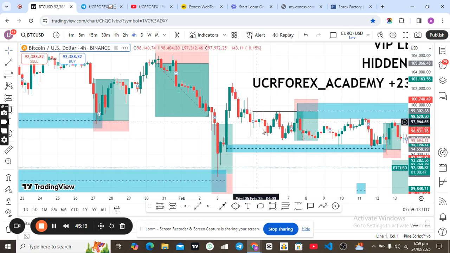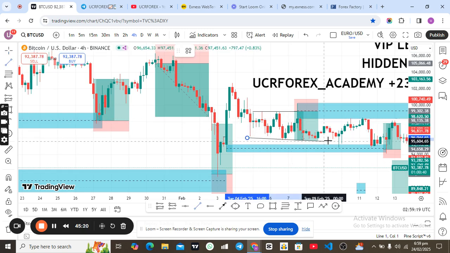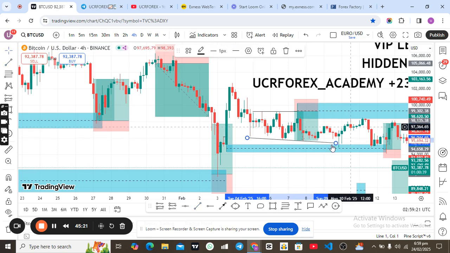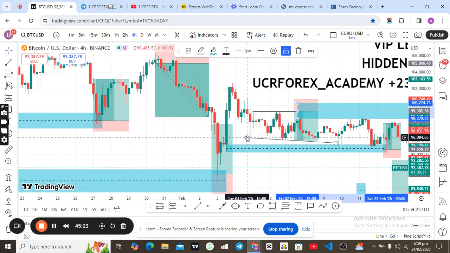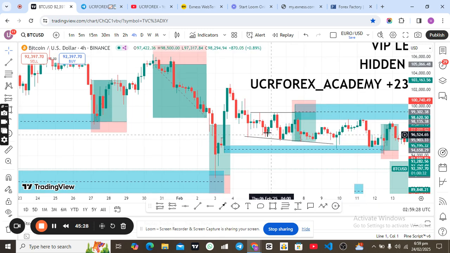When the market was retracing this way and came around here, it was consolidating. I treated all of this as an inducement. This was shared to our VIP community. I treated it as a trend line inducement.